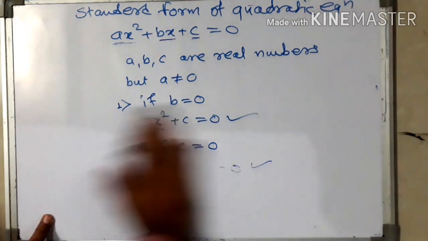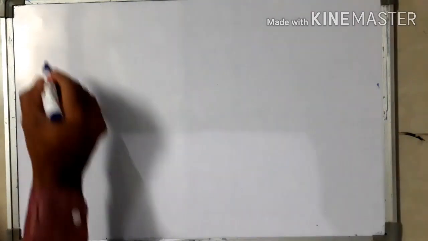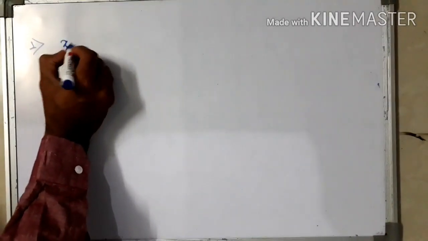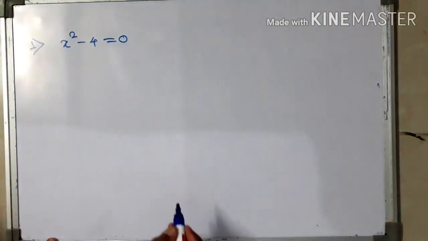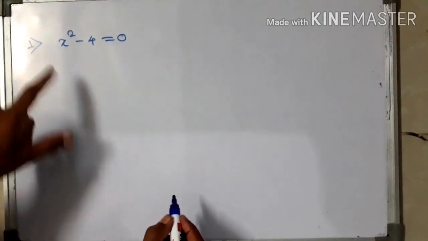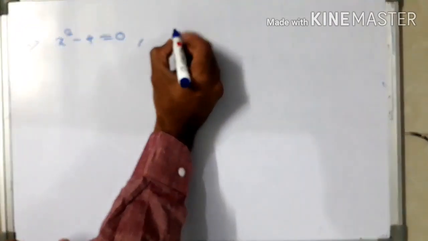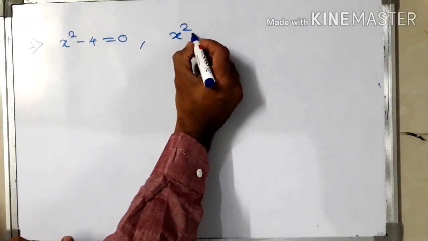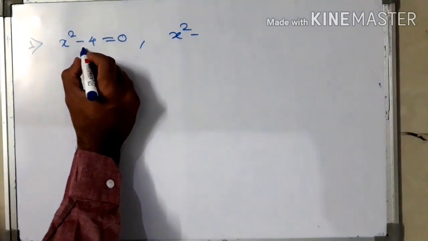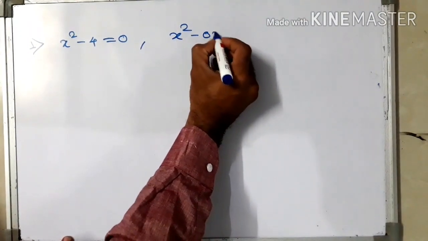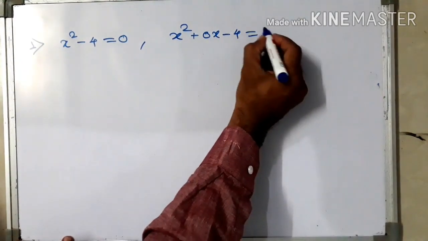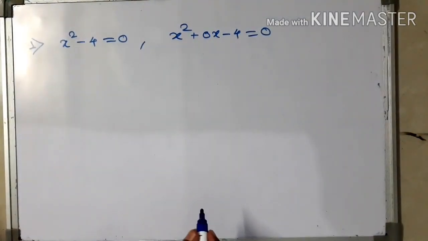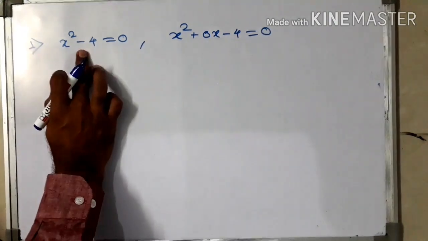Now we take the activity which is given in your textbook. First example, x square minus 4 equals to 0. Write that equation in standard form. x square minus, there is no middle term, so we take 0x as the middle term, minus 4 equals to 0. This is the standard form of that equation.